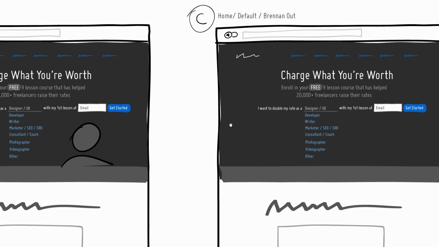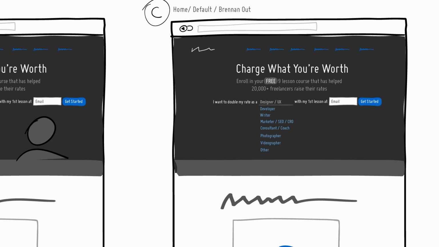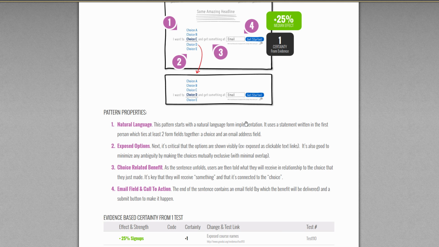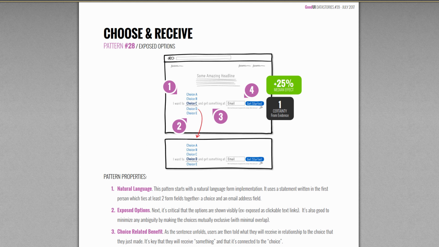So this is how we apply these patterns on projects. And we also have 27 other ones on goodui.org/datastories.